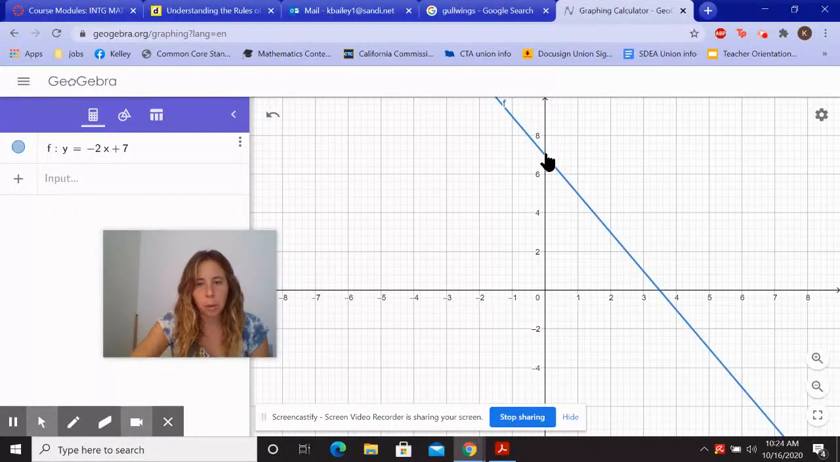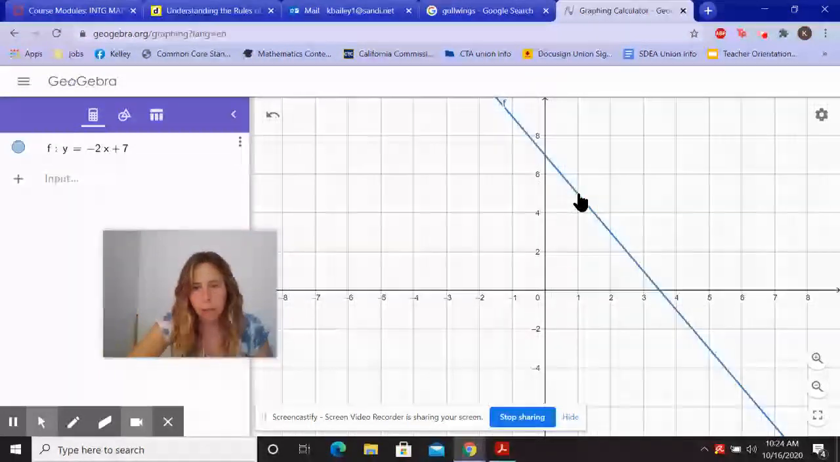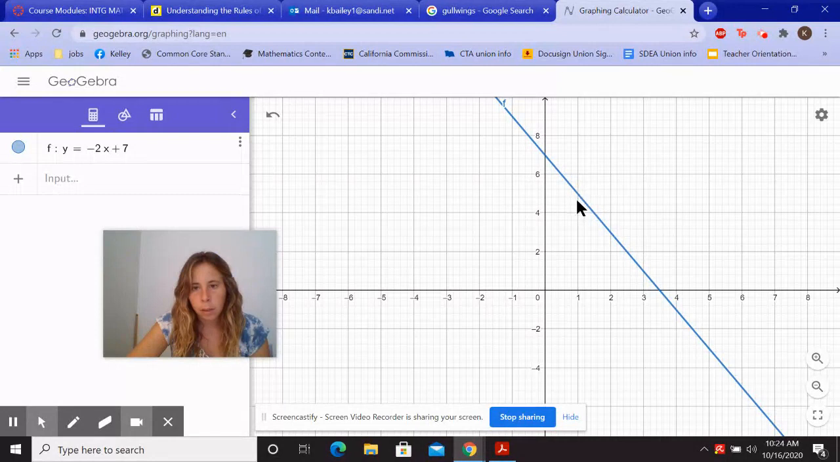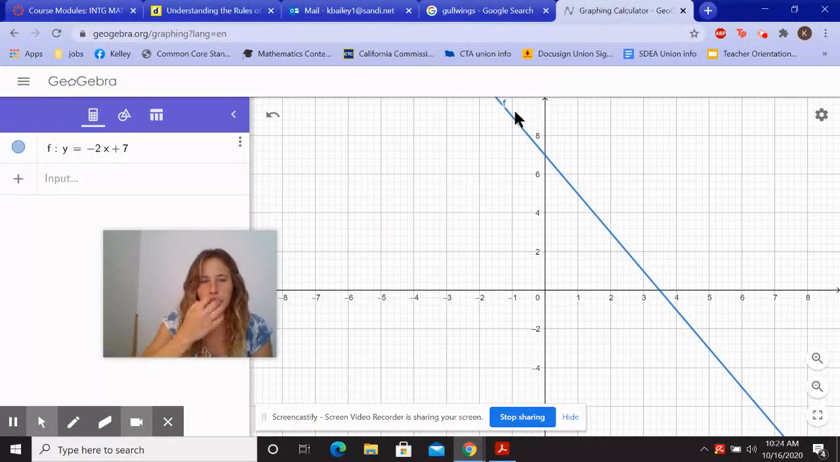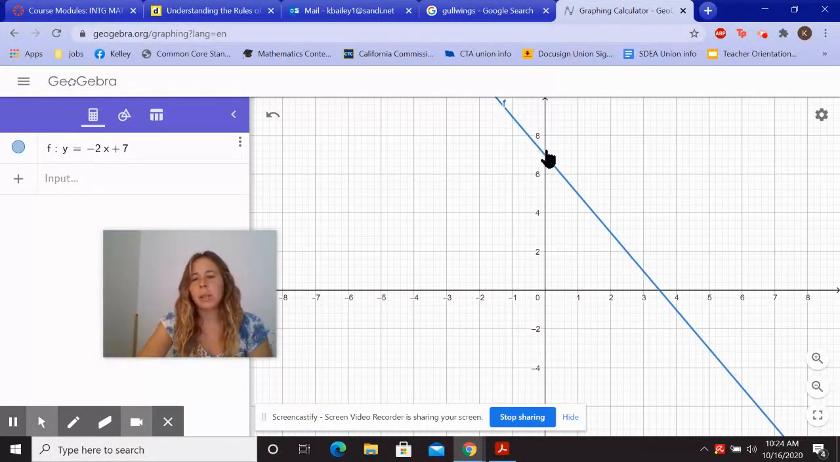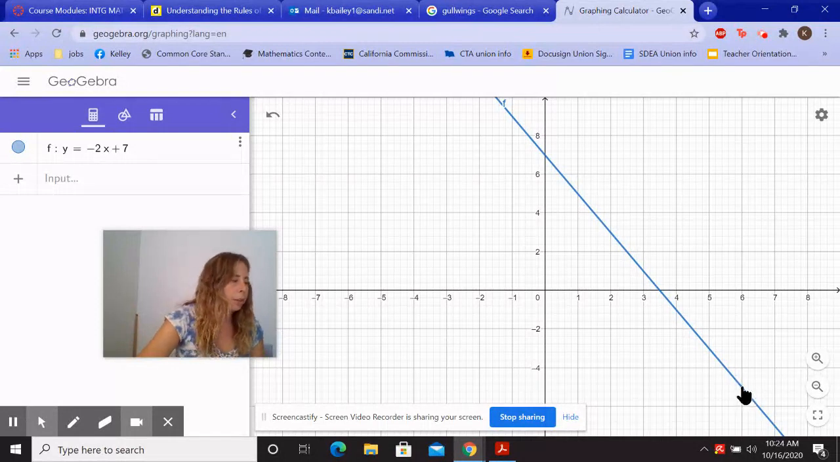So that means I go down 2, so 6, 5, and then I go over 1. And then 4, 3, and then over 1. So you're going down 2 each time. Or you can switch it and go up 2, over 1, or backwards 1. Yeah, up 2 and backwards 1. Anyway, so this is your line. It is a function.